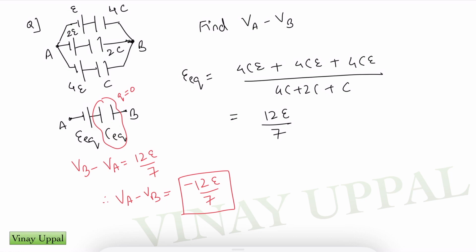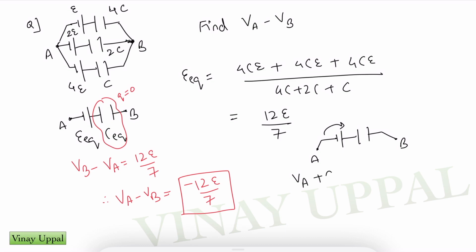Suppose you are asked the charge on any capacitor. In more than one correct questions, they can ask you to find the charge on any one of these capacitors. So let's say I want to find the charge on this 4C capacitor. I know the potential difference from A to B is 12E by 7. So across the uppermost branch, I just go from A to B and write the change in potential.